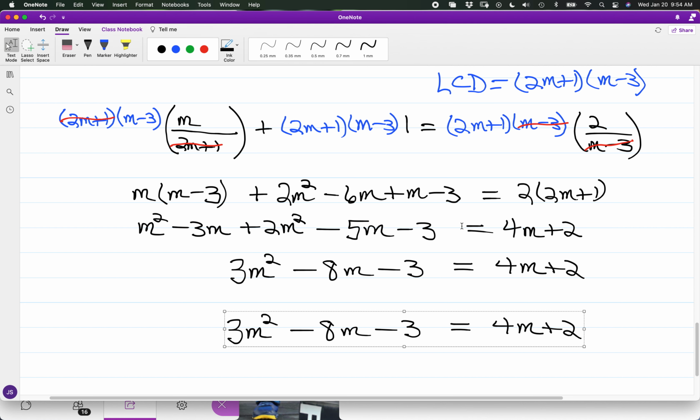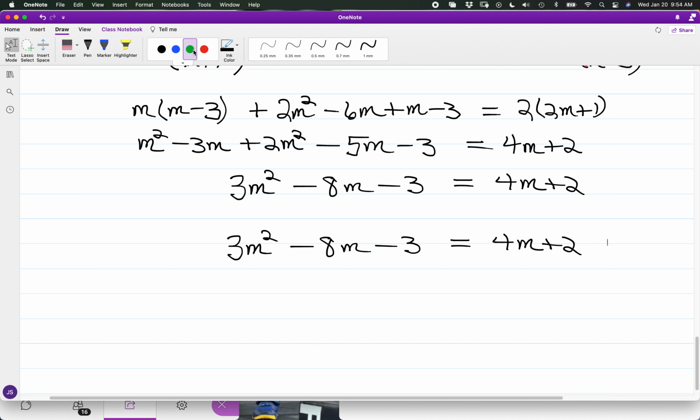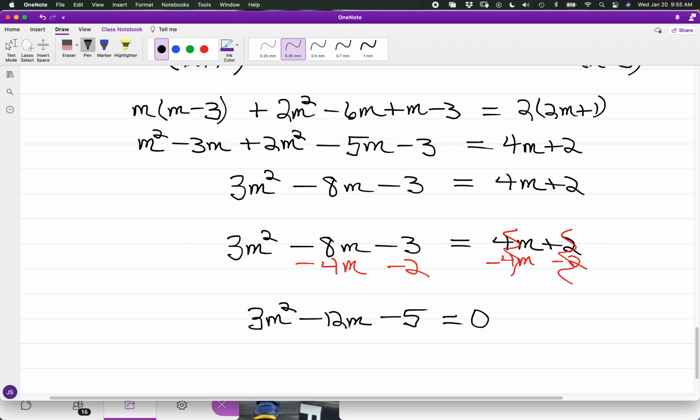And just looking at converting what we have into standard form, you have the only second degree term to be 3m squared. And so just moving what we have on the right hand side of the equation, take away 4m, also take away 2. So we're going to have here 3m squared minus 12m, and we have minus 5 is equal to 0.